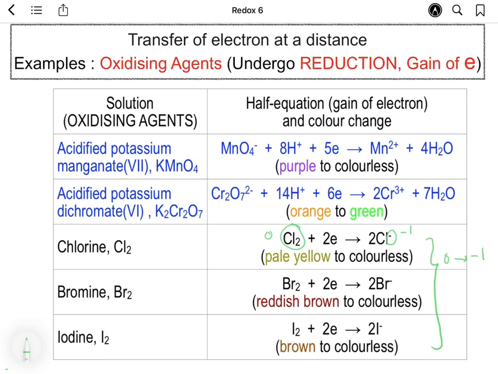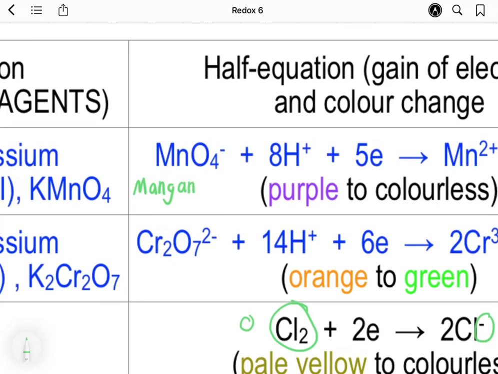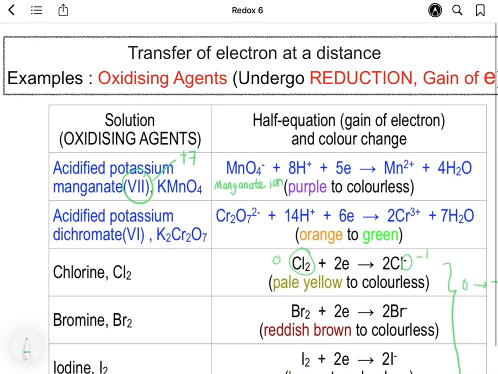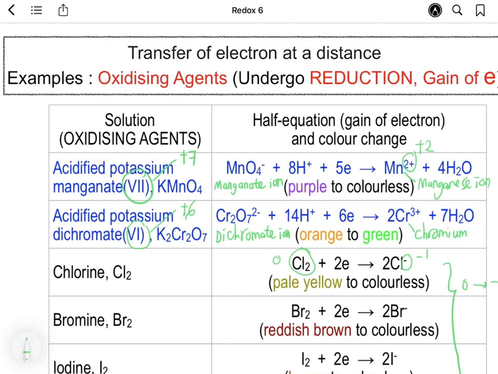K2Cr2O7 solution. MnO4- is a manganate ion, and the oxidation number of manganese in manganate ion is +7. Cr2O7 2- is a dichromate ion, and the oxidation number of chromium in dichromate ion is +6, and manganese ion is +2, while chromium ion is +3.